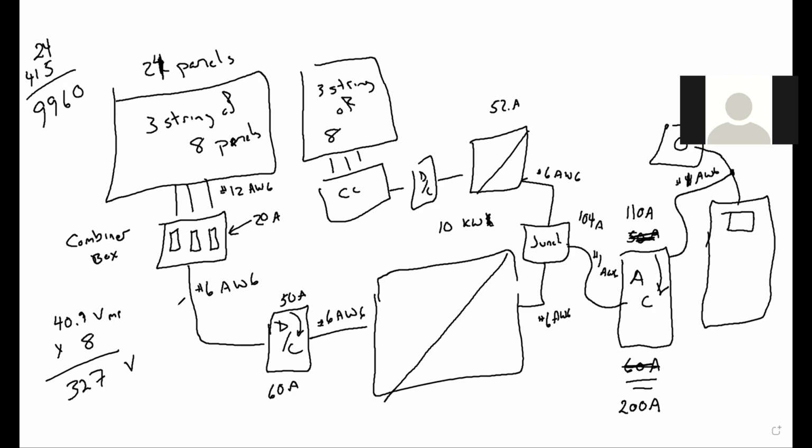The one other thing that we should probably do while I've got this drawing up here is to say, okay, well, what about voltage drop? Will this wire be big enough to handle voltage drop? Well, let me go ahead and hit the stop share there, and let's look back at Google Earth.